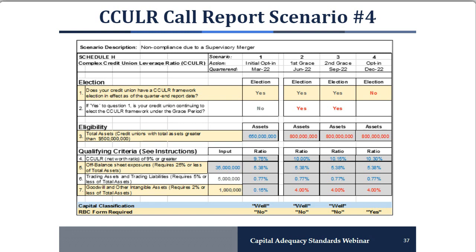For December 31st, 2022, the credit union still fails one of the qualifying criteria. As such, the grace period has expired and the credit union is no longer eligible to opt into the CULR framework as shown in question 1. While the credit union's capital classification remains well capitalized and the credit union is not required to recalculate risk-based capital during the grace period, they will be required to calculate RBC for December 31st, 2022, and their capital classification will be dependent on the RBC results.